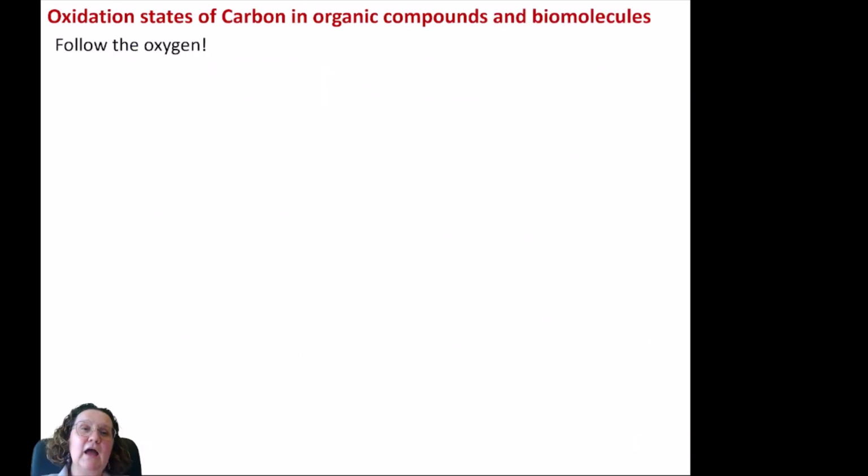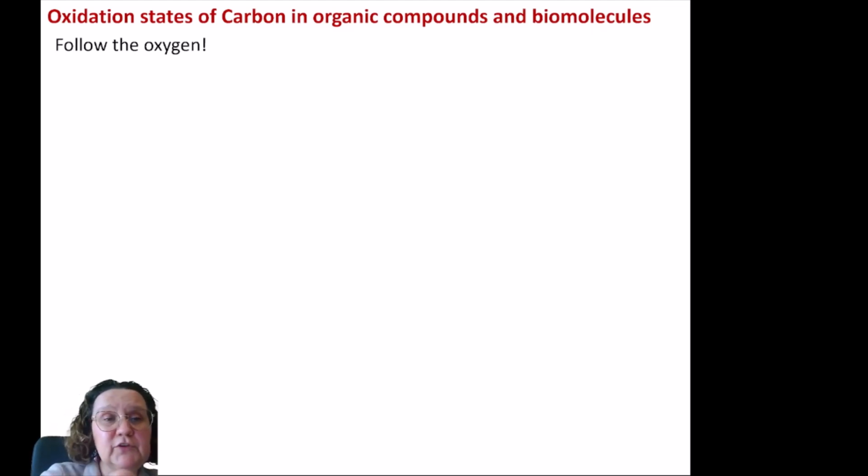Let's have a little chat about the oxidation state of carbon and how you can work out if, when a reaction has happened, carbon has oxidized or reduced in an organic compound. Although you can always use oxidation states, it's usually faster and easier to follow the number of bonds your carbon has with oxygen to work out how oxidized that carbon is.